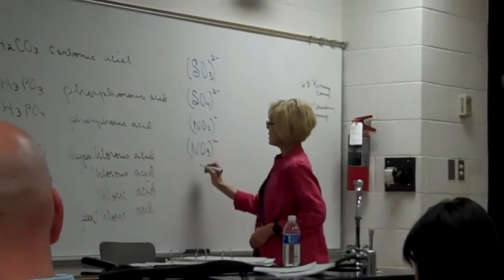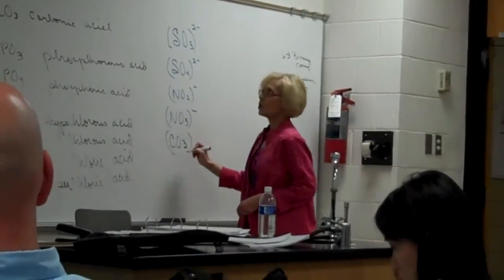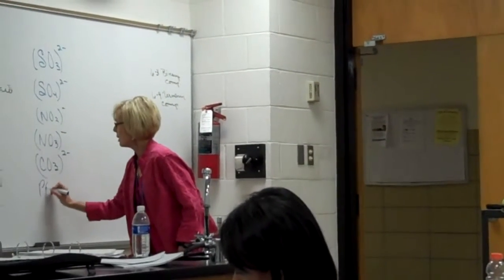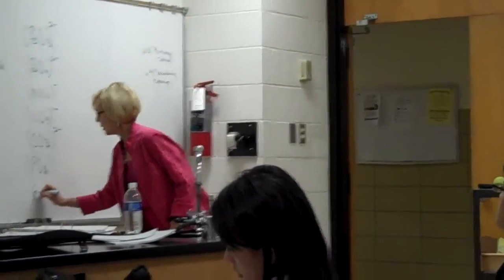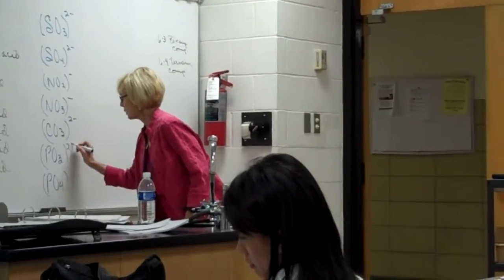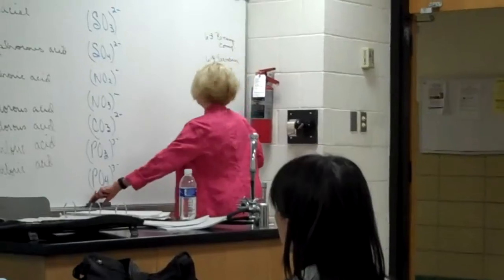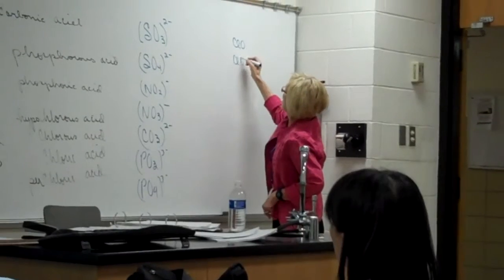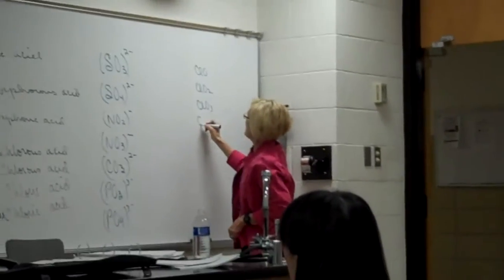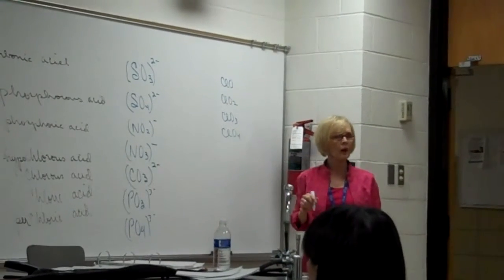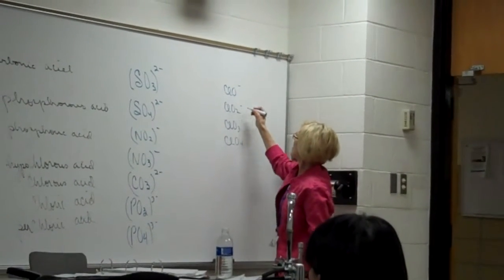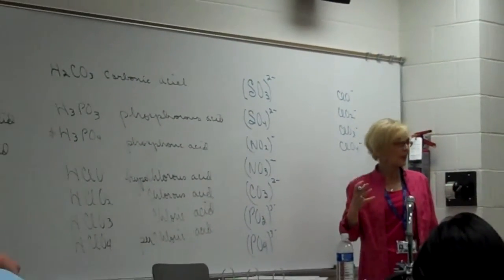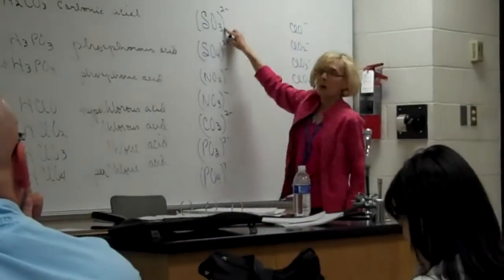Okay, now we've got the first 2. Let's go for this. CO3. The charge on that would be what? Shout it out. -2. Then I've got PO3, -3, and PO4, -3. And then we have ClO, ClO2, ClO3, ClO4. What would the charge on every one of those be? All negative. All -1. Now, they got names. And we got some new names that we haven't stumbled into before. Lower and higher.